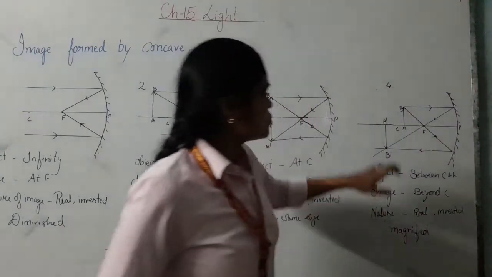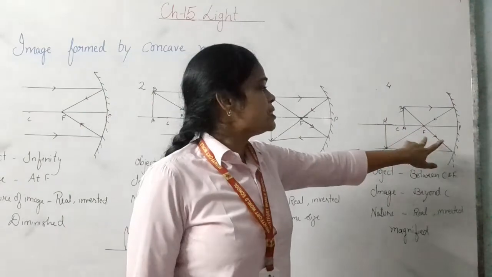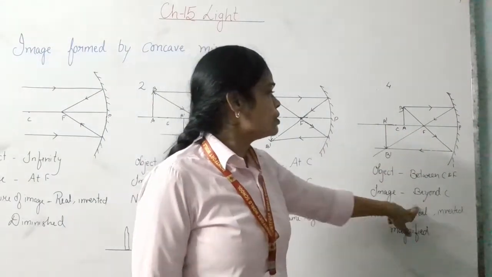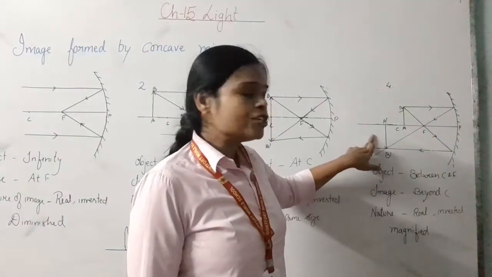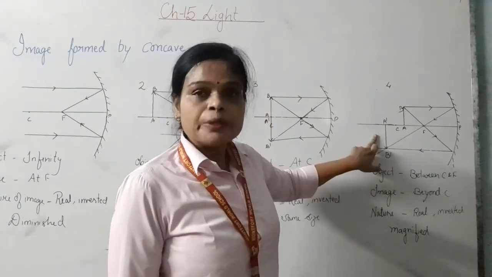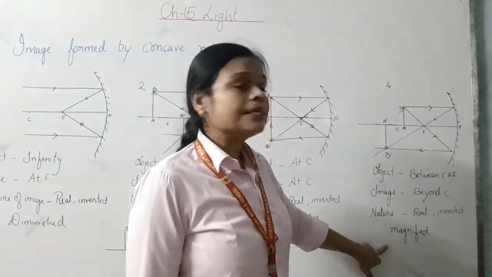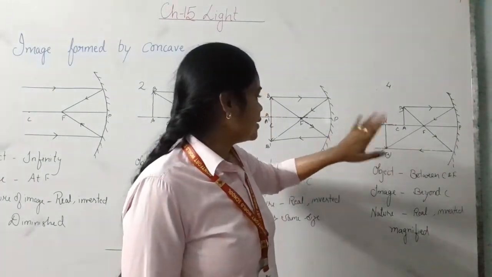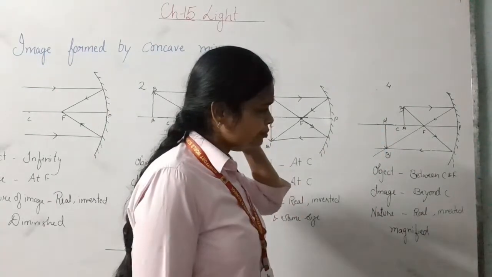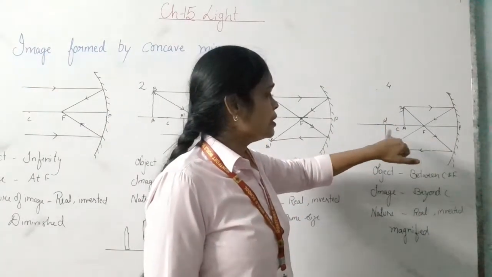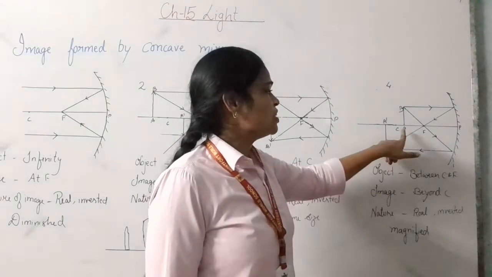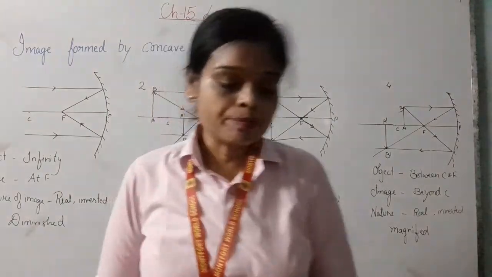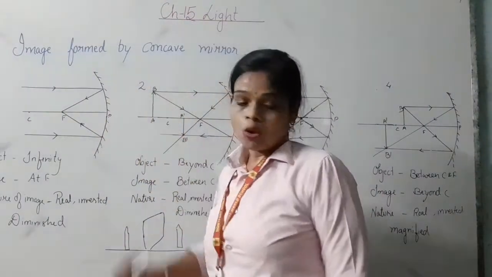And in the last case, when the object is placed between C and F, the image is formed beyond C. And the nature of the image is real, inverted and magnified. See, it's bigger than the object, so it's magnified. This image is formed beyond C when the object is placed between C and F. These are some images formed by the concave mirror.